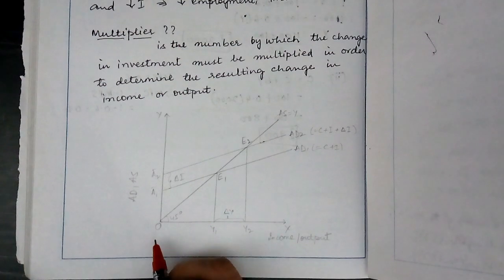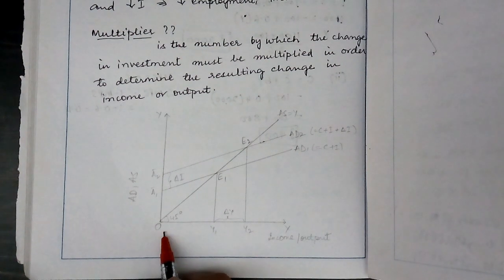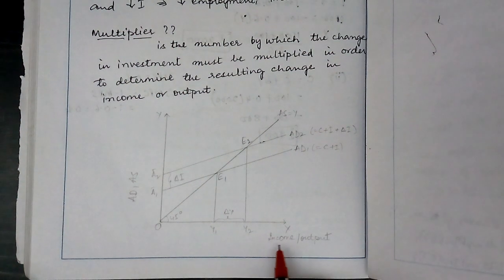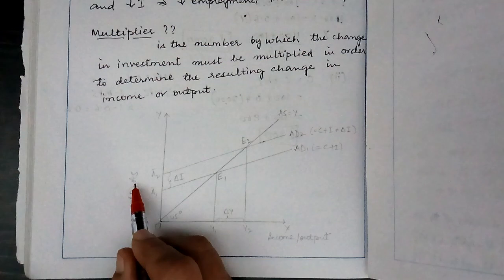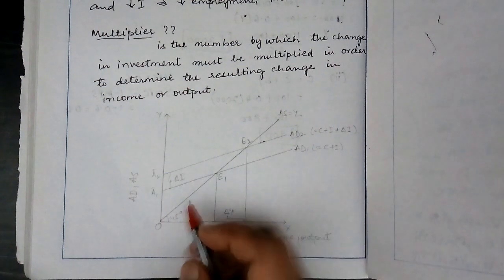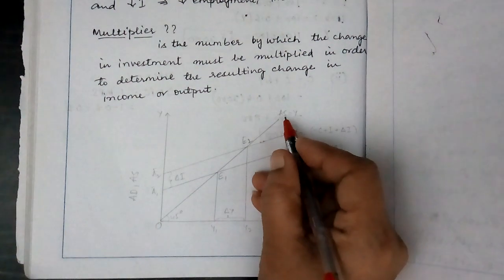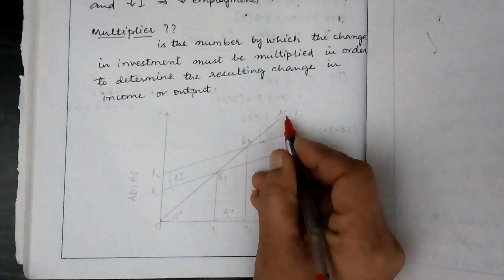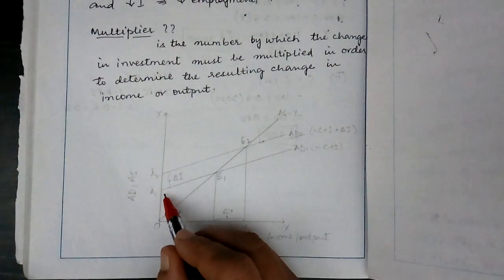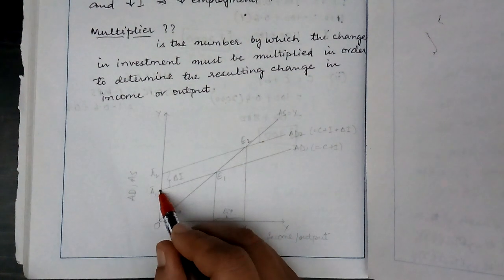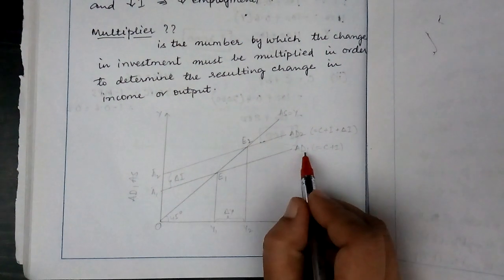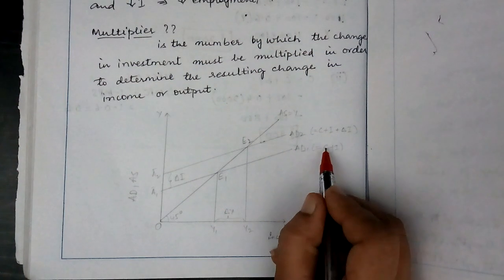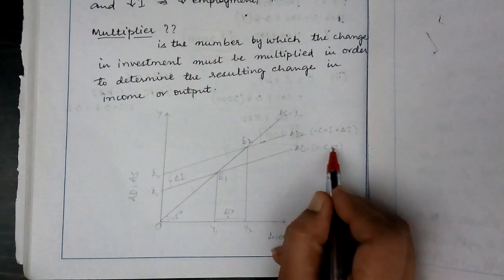So here is the graph where we have plotted on the x-axis the income and output, and on the y-axis the aggregate demand and aggregate supply. There's a 45-degree line that represents the AS or the aggregate supply, and here we have the aggregate demand line, which says aggregate demand is equal to consumption plus investment.